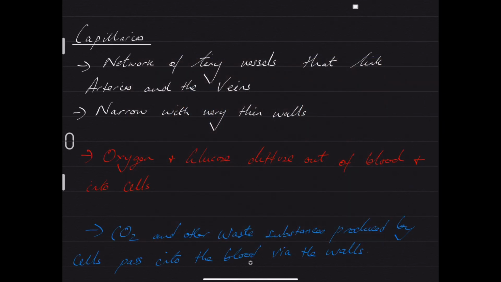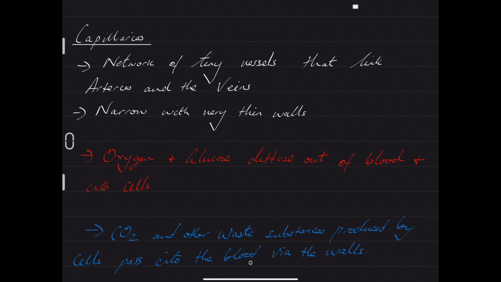The last type of blood vessel we're going to look at are the capillaries. They are a network of tiny vessels that link the arteries and the veins. The capillaries are narrow with very thin walls. Oxygen and glucose diffuse out of the blood and into the cells. Carbon dioxide and other waste products produced by the cells pass into the blood via the walls of the capillary.